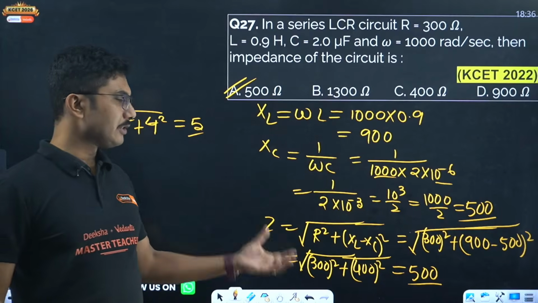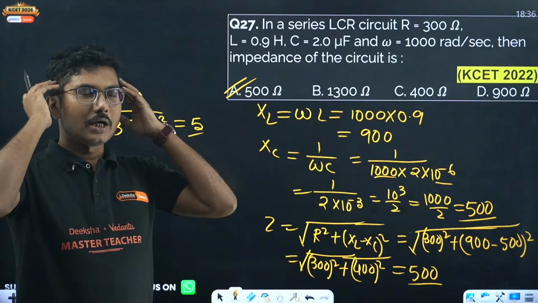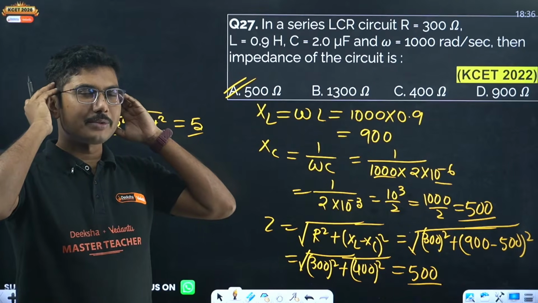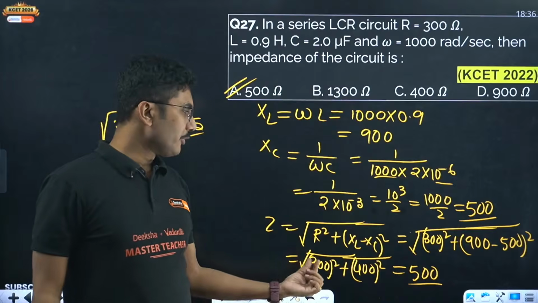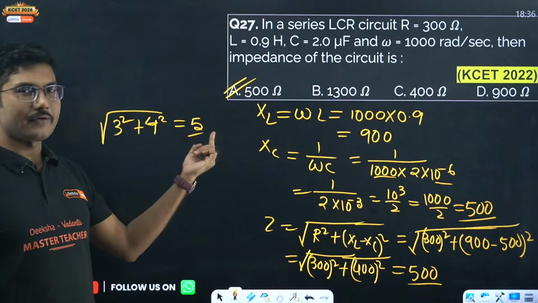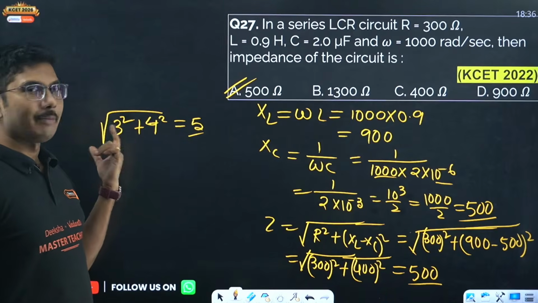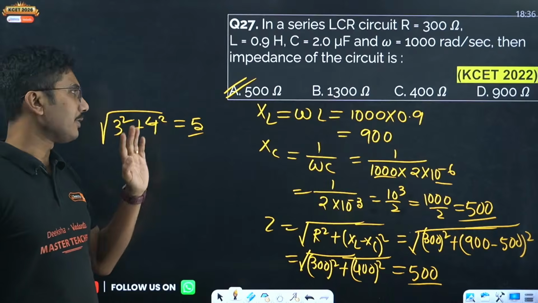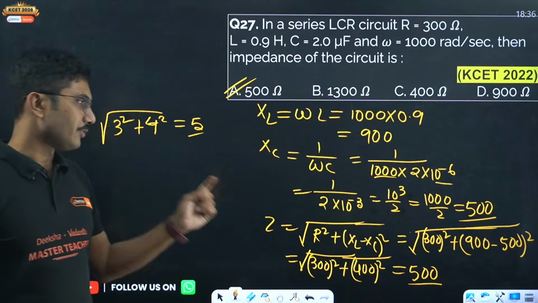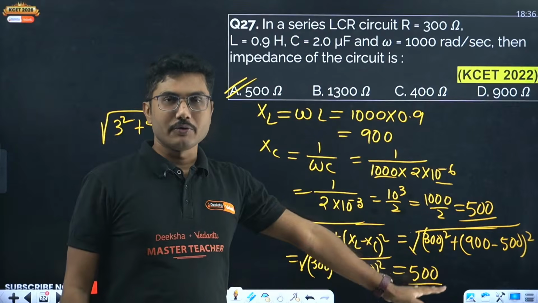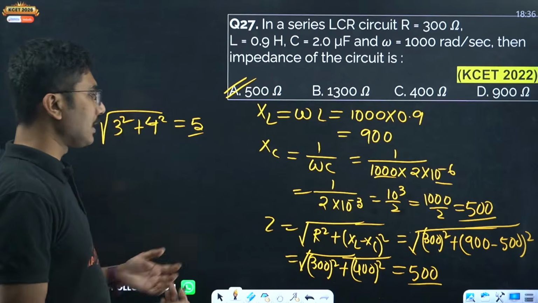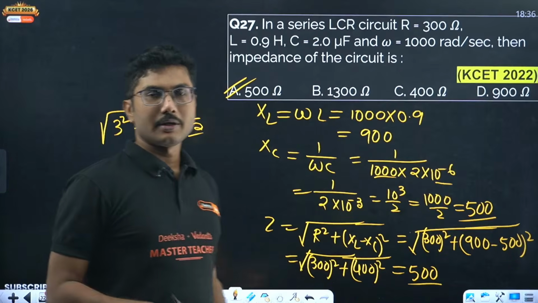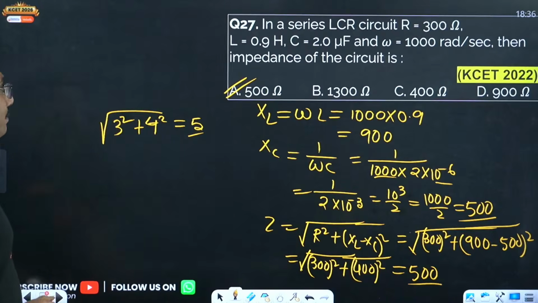Otherwise you will be thinking 300 square means 90,000, 400 square means 160,000, how to add them? So you need to know that 3 square plus 4 square is 5, because I have solved it many a time. 9 plus 16 is 25, square root of that is 5. So 300 square plus 400 square will be 500. Okay, that is how you should figure it out. These kinds of tricks are small but solvable.